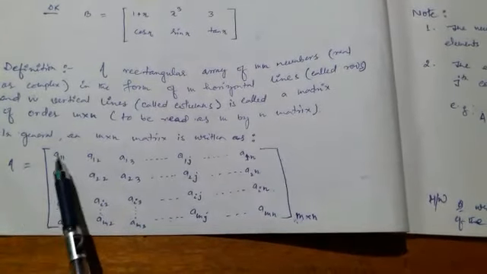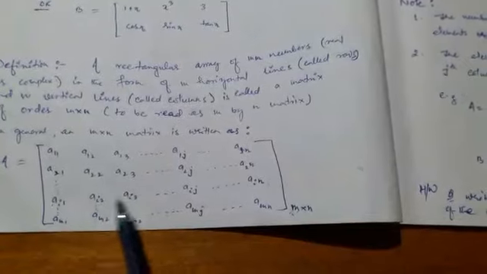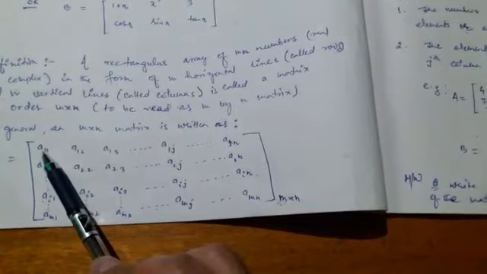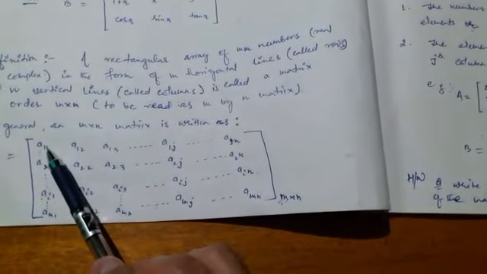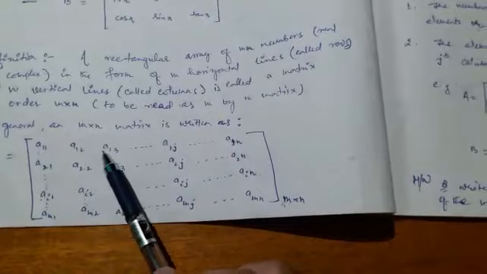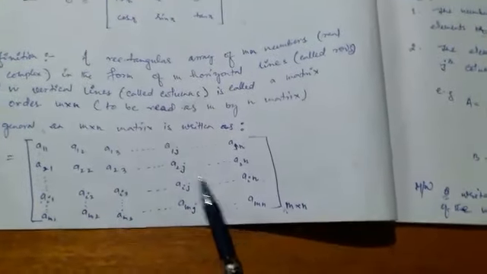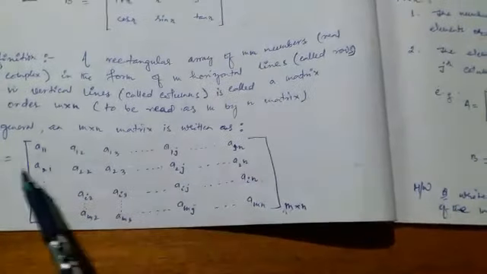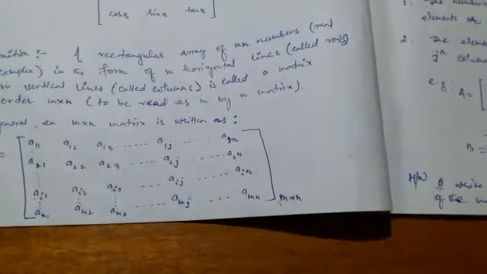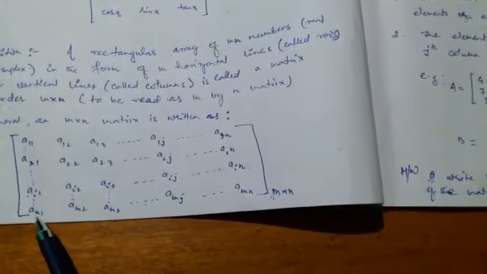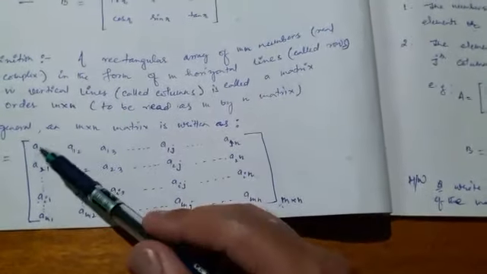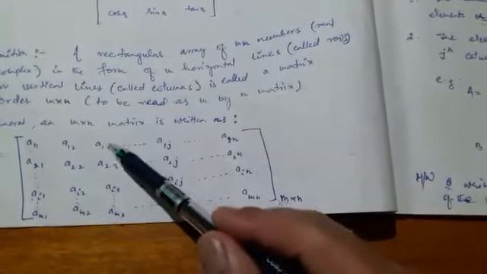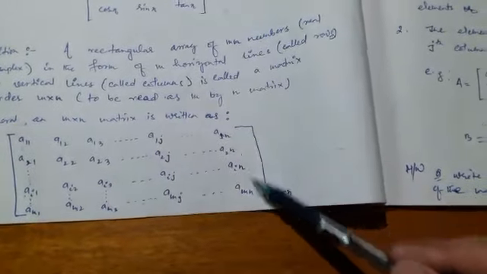See, matrix A: this is the first row, second row, ith row, mth row. The first number indicates the row number: 1, 1, 1 is the first row elements, 2, 2, 2 indicates the second row. Like that, how many rows are there? m rows. The second number indicates the column: 1, 1, 1 is the first column, 2, 2, 2 is the second column, third column, jth column and nth column.